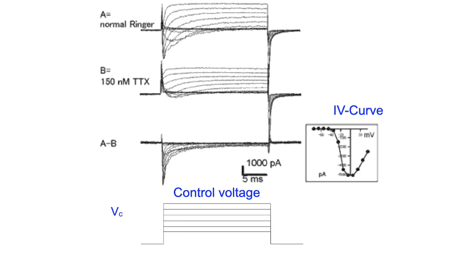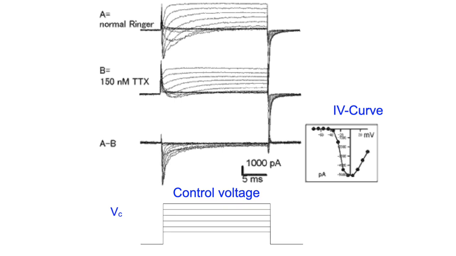It's also possible then to subtract those two and say the top one is the total current, the middle one is the current from the potassium, and that bottom traces the difference between the two. That difference is the sodium current. So that A minus B set of curves is a tracing showing the sodium current and how it changes as a function of the membrane voltage.